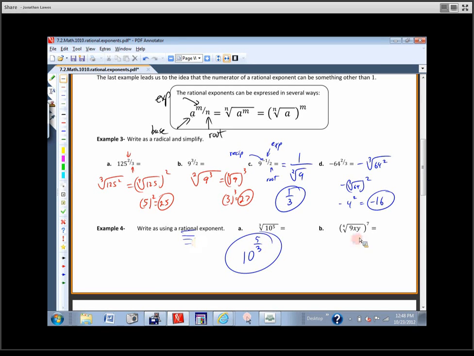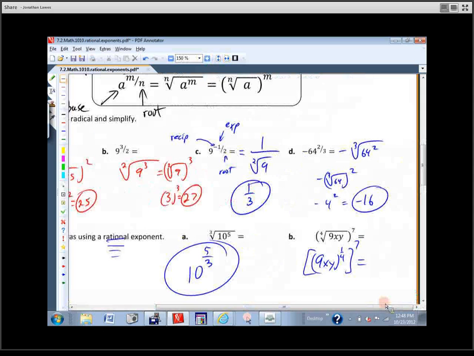And on this problem right here, take a good look at this one because this is a little bit more complicated. There are several ways you could work this out. I'm going to think of it like this. This is 9xy raised to the 1/4. All of that is raised to the 1/4, and then all of that is raised to the 7th. So what's my exponent going to be when I'm all done with this? Okay, 9xy. It applies to all of that, and we're going to raise that to the 7/4. Any questions?